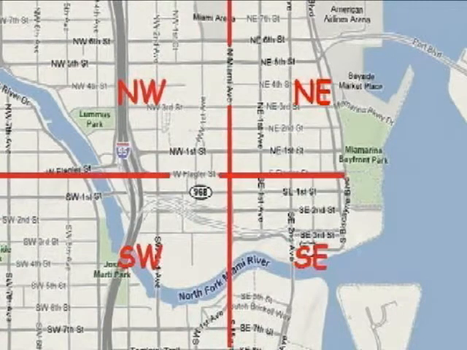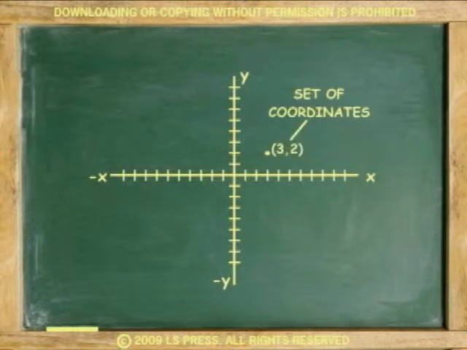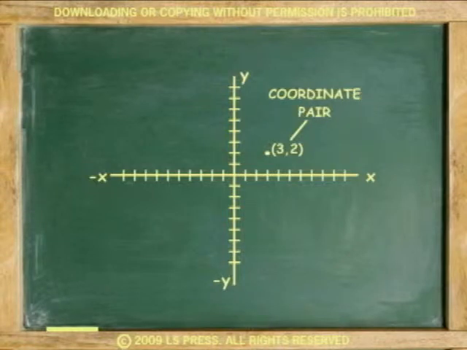Notice how Flagler Street divides north and south, and how Miami Avenue divides east from west. This arrangement of dividing streets and avenues is called a coordinate plane. In math, we use the coordinate plane to plot points. Points plotted on a coordinate plane are called a set of coordinates, or a coordinate pair.